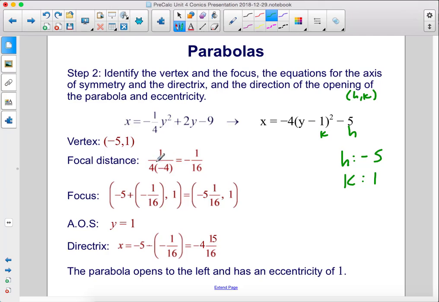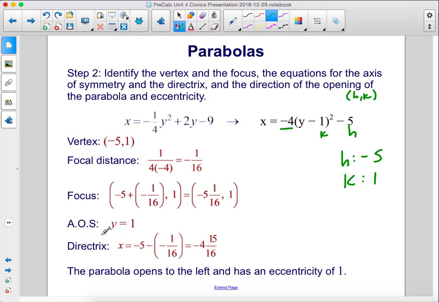The focal distance is 1 over 4a, and in this case, a is -4, so the focal distance is -1 over 16. The focus is at h plus the focal distance, so that's -5 minus 1 over 16, since it's negative, comma k, which is 1. So we have -5 and 1/16, comma 1.